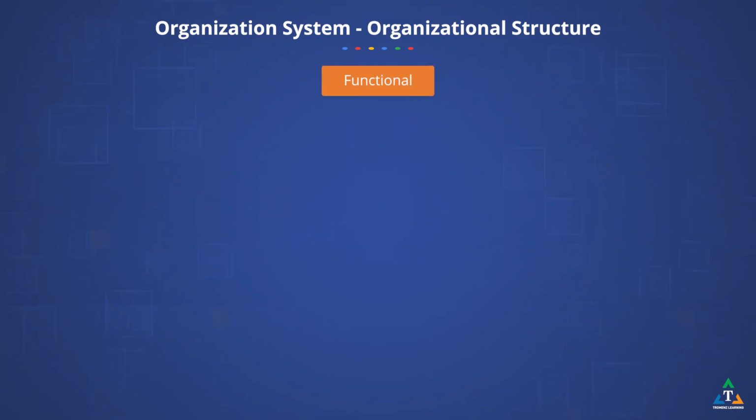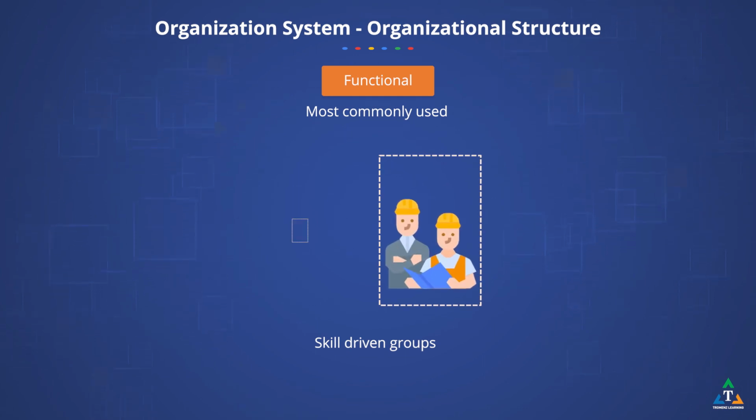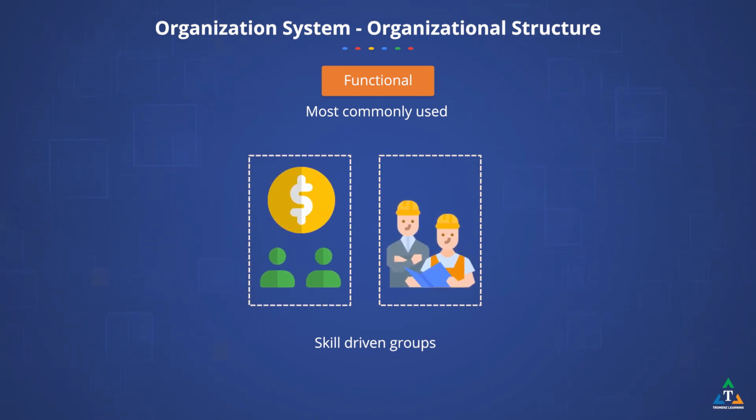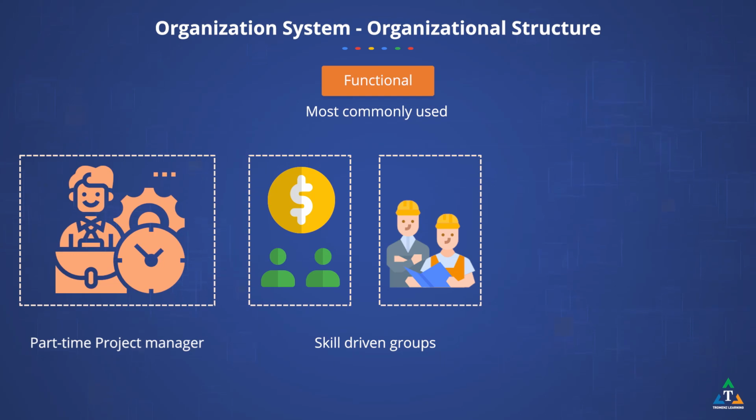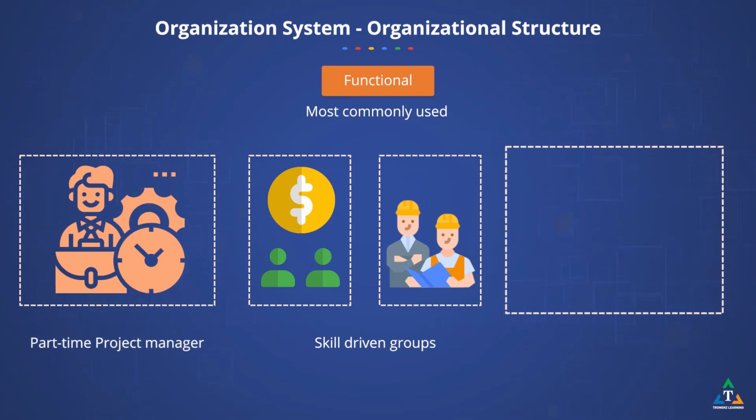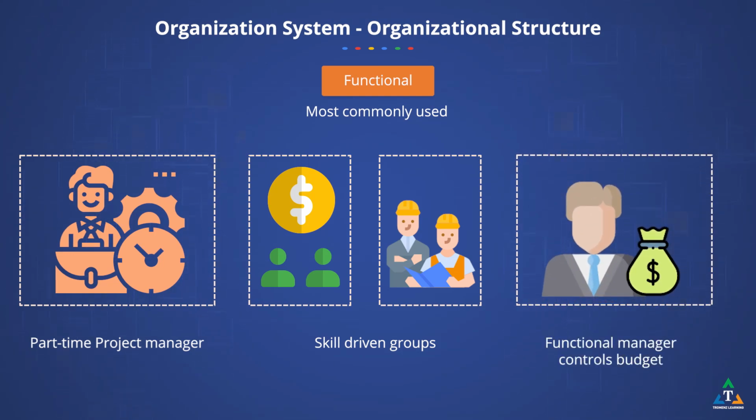Functional centralized organizational structure is the most commonly used organizational structure. In a functional organization, staff members are grouped by specialty such as engineering, sales, accounting, manufacturing, etc. Each department will do its project work independent of other departments. Project manager's role is only part-time. Functional manager manages the project budget.